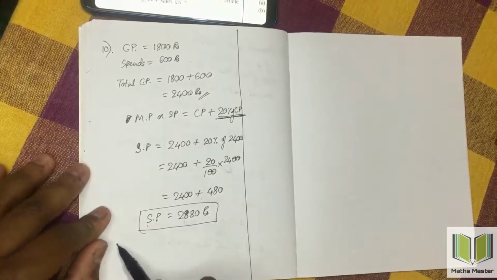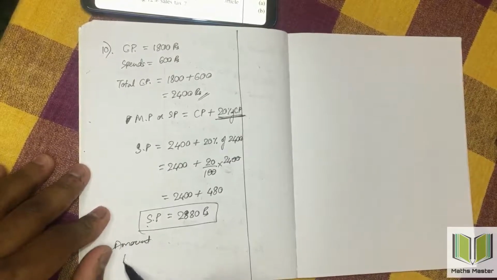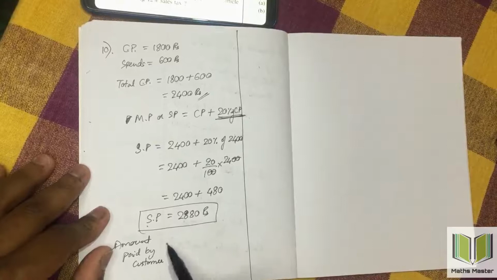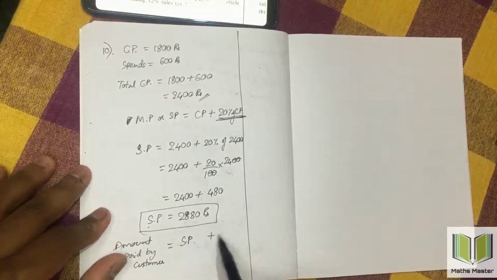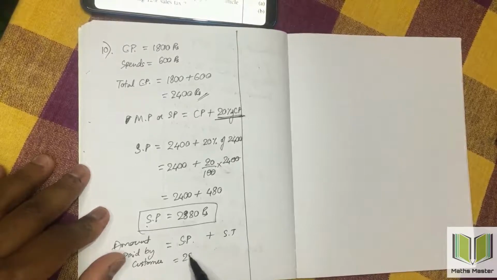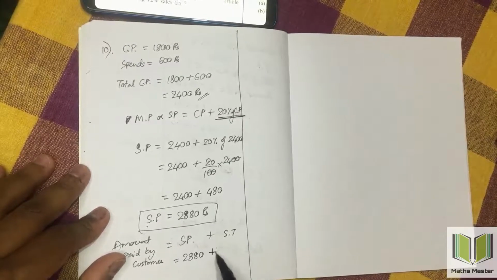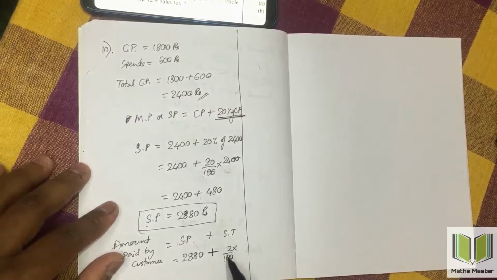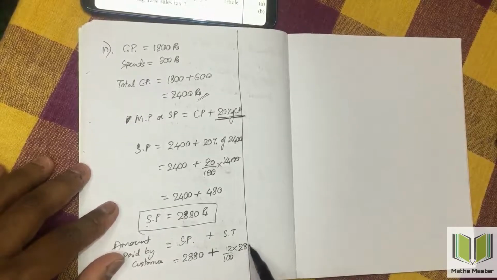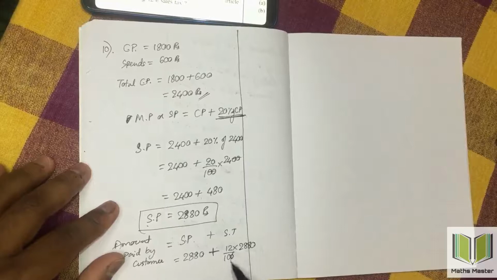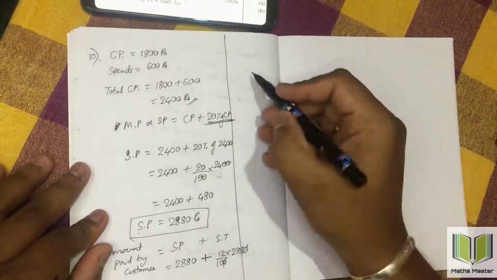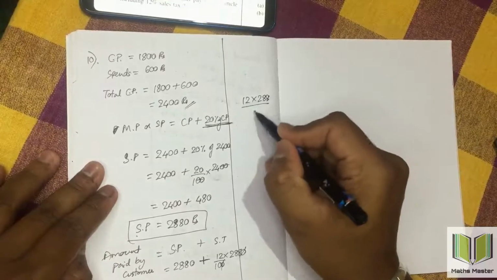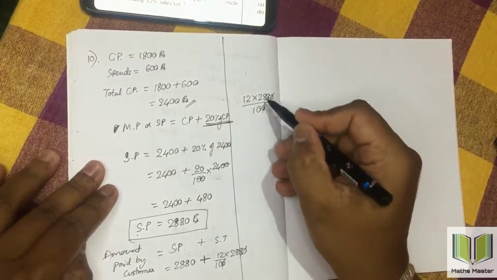Now I know selling price, so amount paid by customer will be equal to selling price plus sales tax. Selling price is 2880 rupees, plus sales tax will be equal to 12% of the selling price. If I solve this problem, I'll be getting my solution. Let me solve it on the right hand side. So 12 into 288 divided by 10, 0 gets cancelled. This is what I have.